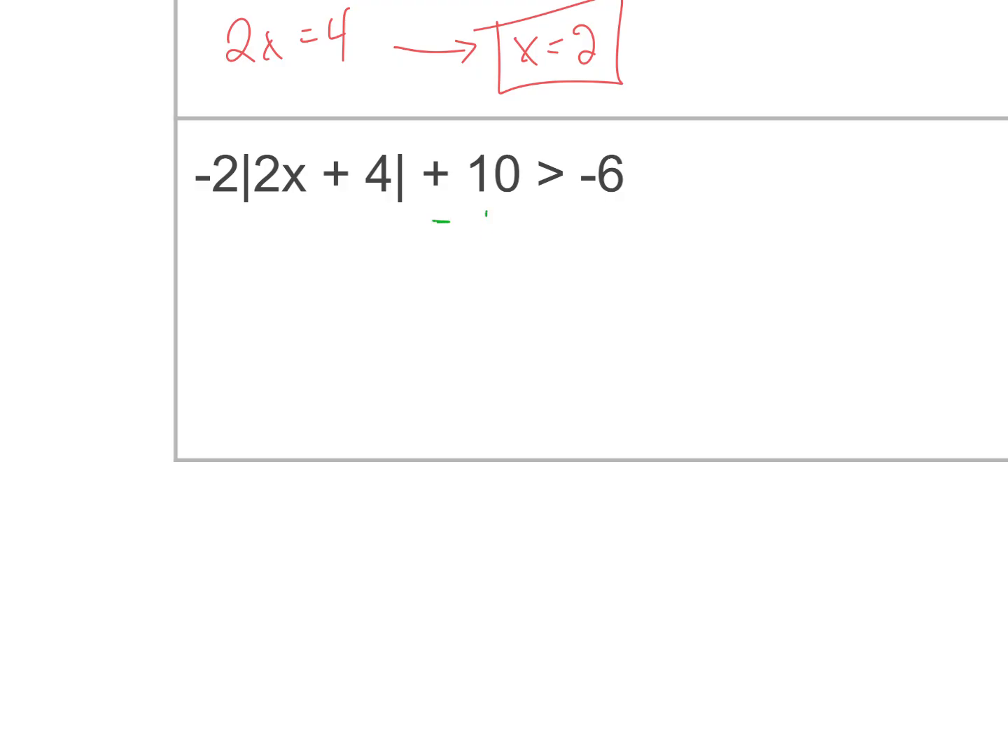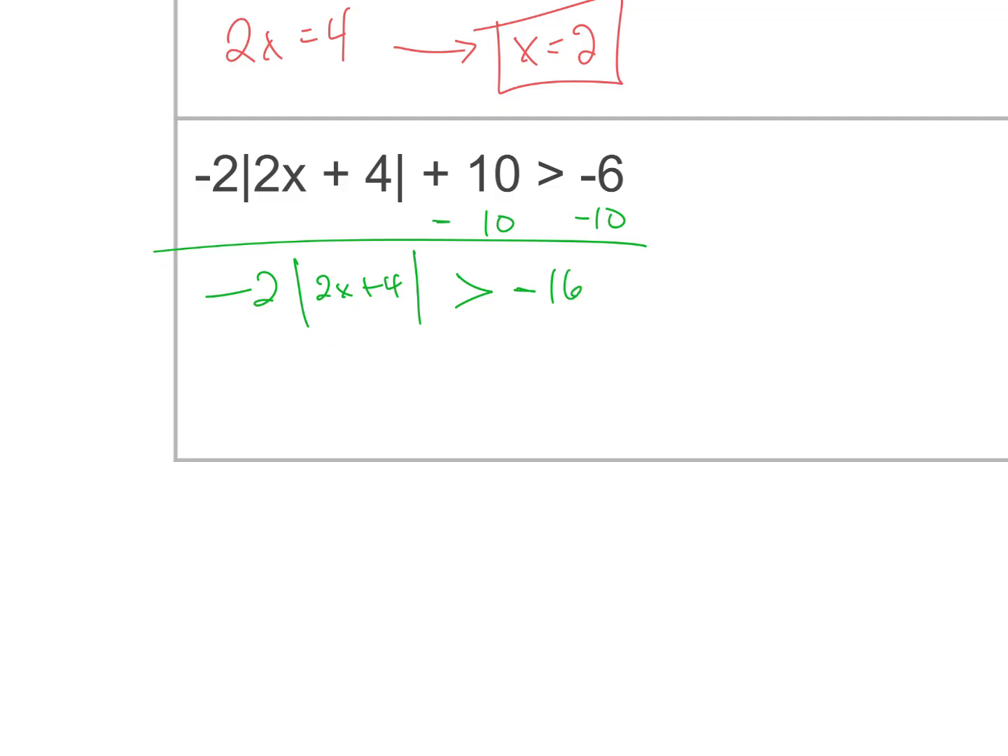So here's what I'm gonna do. I'm gonna subtract 10. And I have negative 2 times the absolute value of 2x plus 4. By the way, I know this is a little silly, but I always try and draw my absolute value bars kind of exaggeratedly long, just so that I don't mix up what they are. Like, there's no chance of it being a 1. You know what I mean?